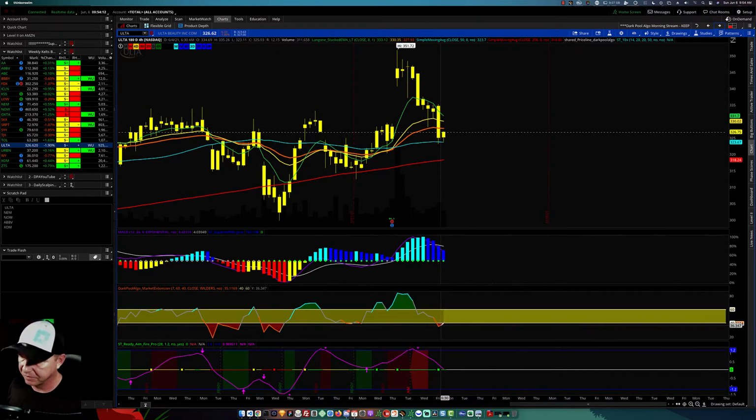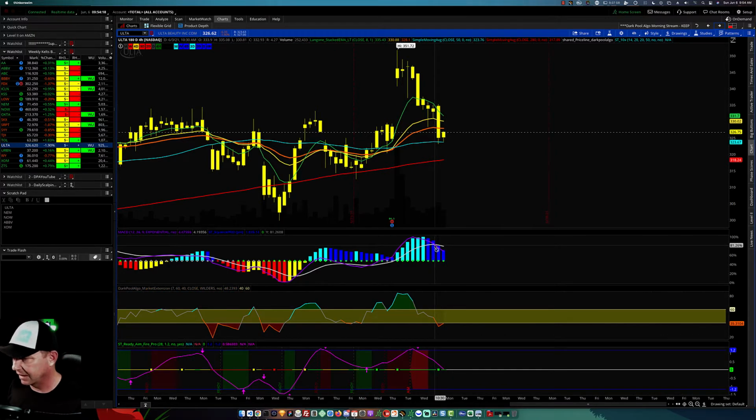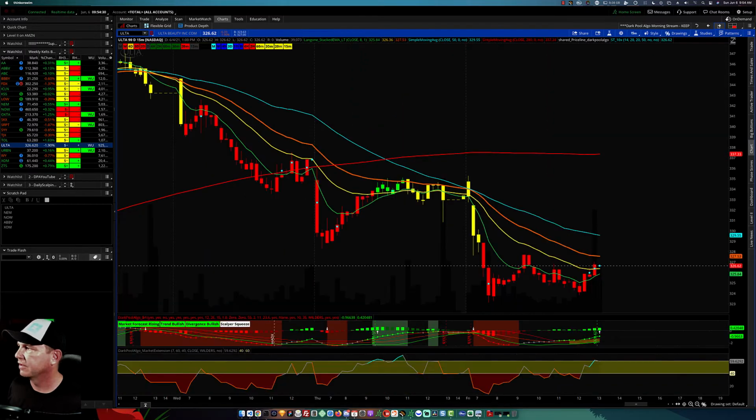Market extension on the 4 hours is bullish, heading to neutral though. We had MACD cross down. Looks like it happened on Friday. However, we did come down and test the 50 SMA. We maintained support there, so this could be a reversal. Other than that, stacked positive moving averages.